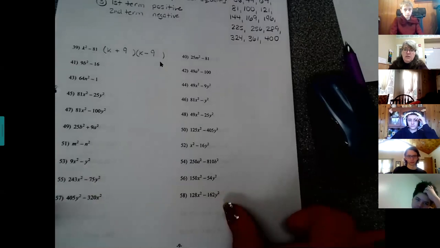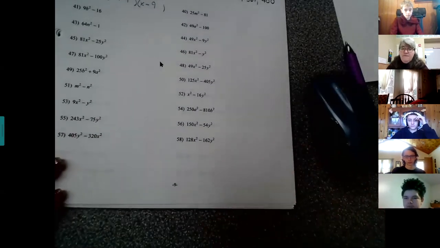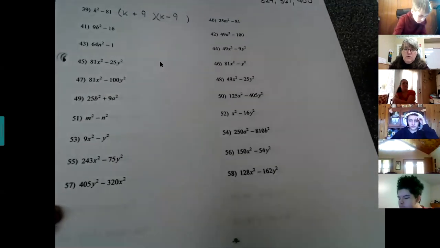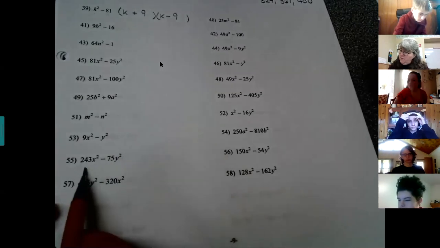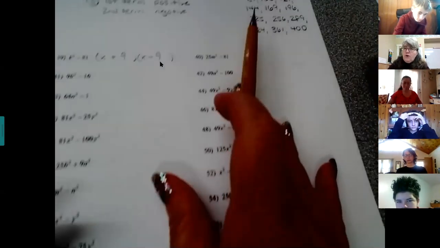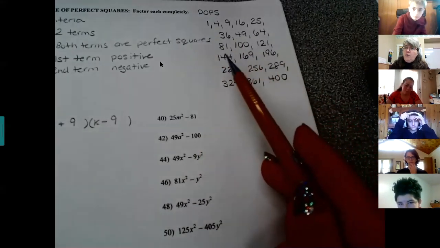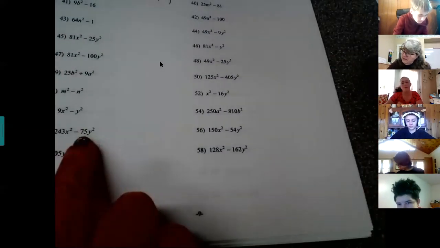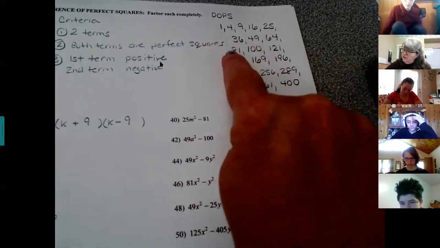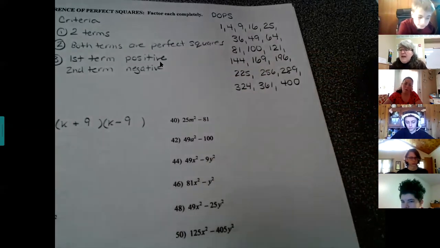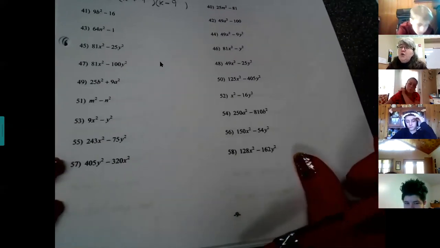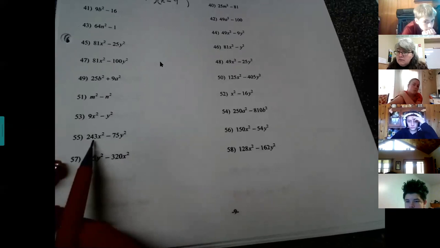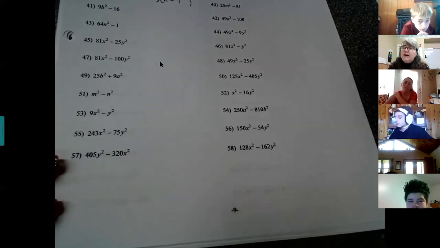All right, look with me at 55. I've got a point to make. Okay, look with me at 55. 243. Do you look up there in the corner where I wrote my list of squares? Do you see 243? Nope. 75. Do you see 75? Nope. So that must mean you've got a GCF to do first. Can y'all think of any number that would divide into 243 and 75?